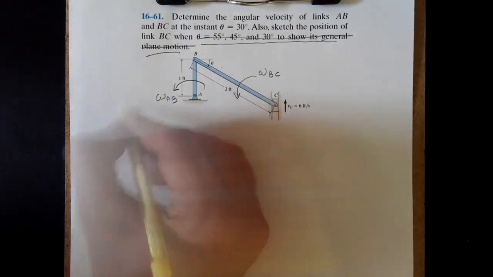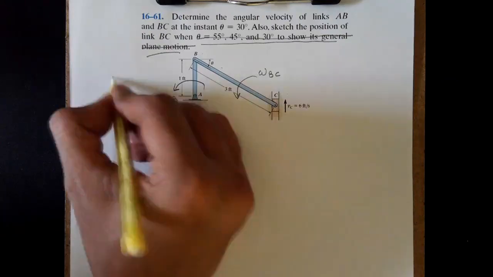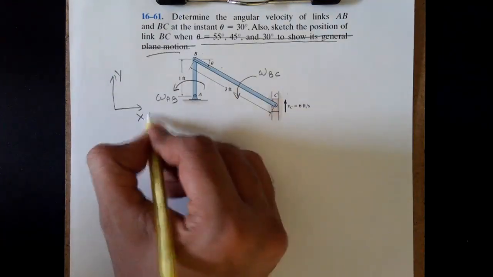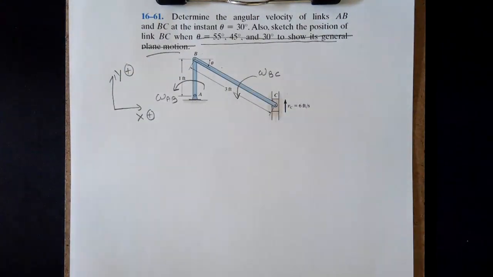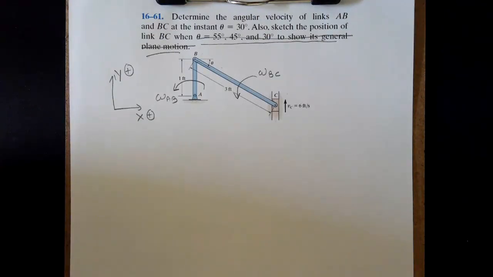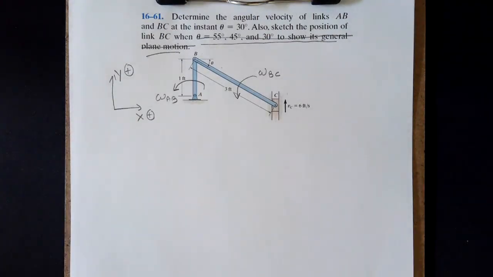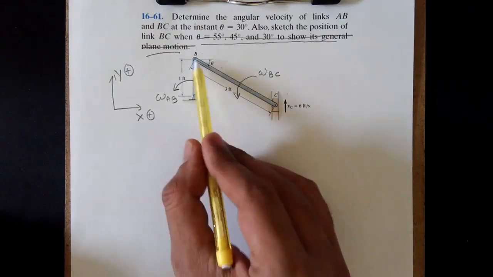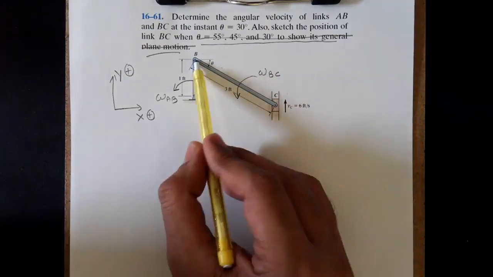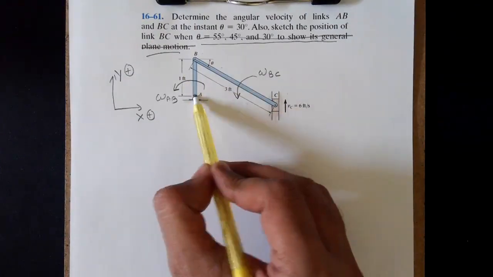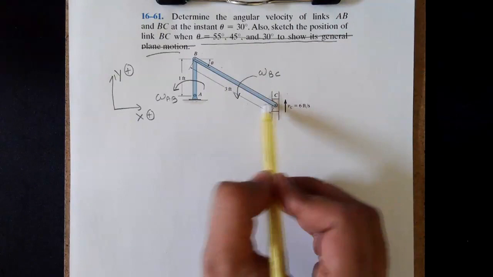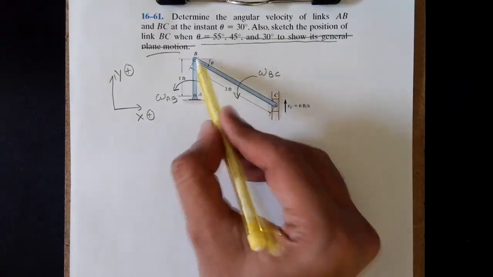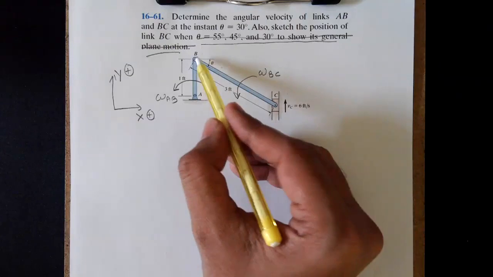We define our coordinate system. It's very important here. So this is X, this is Y, and we define that positive is right for X and positive is up for Y. So now there are two ways we can calculate the velocity of B. Now point B is an interesting point because this is the point which is on link AB and it's also the point which is on link BC. So there are two ways we can calculate the velocity of point B.